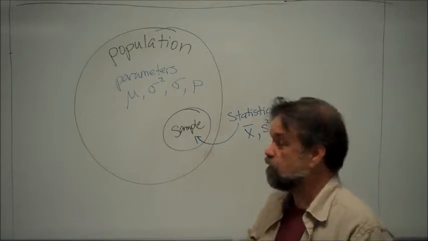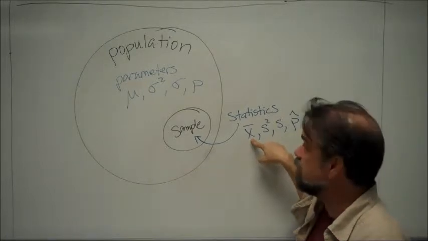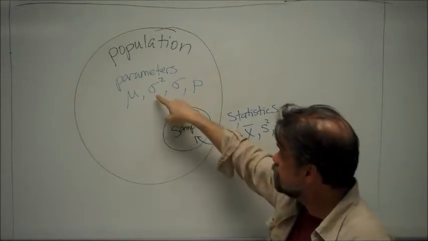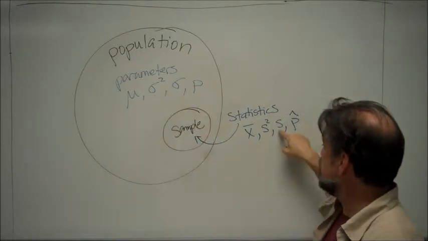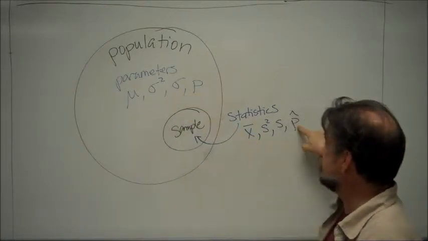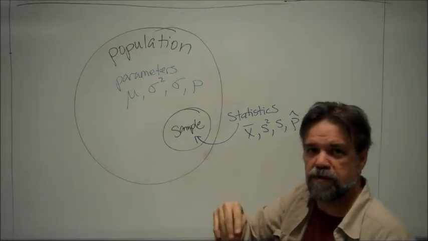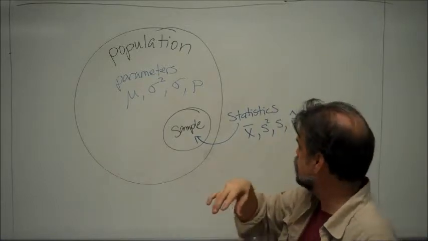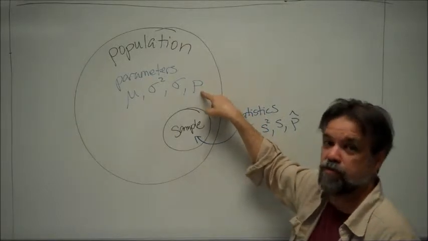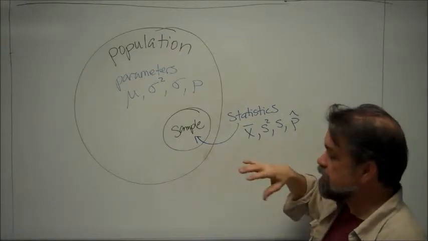So, that sample also has numbers that describe it. It has x bar, the sample mean, which is an estimate of the population mean. It has s squared, the sample variance, which is an estimate of the population variance. It has s, the sample standard deviation, which is an estimate of the population standard deviation. And it has p hat, the sample proportion of those people who think we're spending too many tax dollars on the maintenance of national forests and national parks, which would be an estimate of the population proportion of people who think that. Okay? So that's what we're doing.